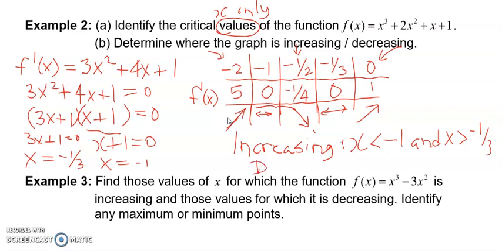And where is it decreasing? I've got about 15 seconds left. It's decreasing in between those values. So negative 1 is less than x, which is less than negative 1/3.